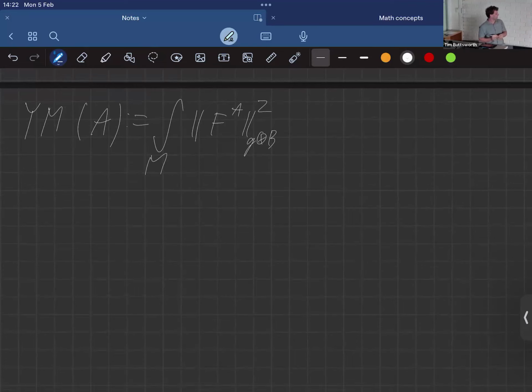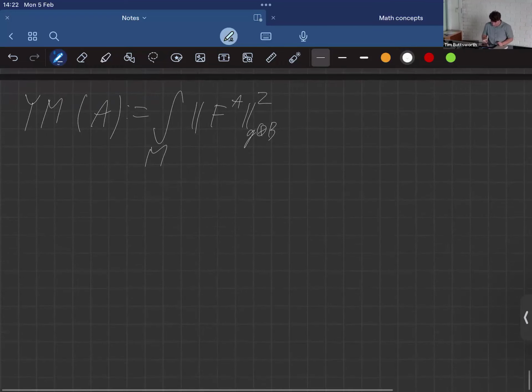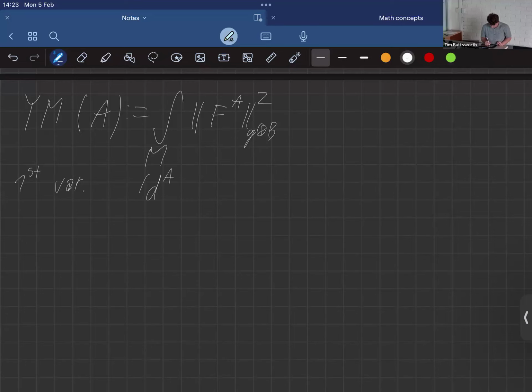Except it's quite difficult. I don't have much time, so I'm just gonna write what the first variation is because I'm not gonna compute it. So the first variation is actually d_A star, the adjoint, with respect to this G tensor B product, applied to our F_A equals 0. It kind of pops out naturally with the computation. It's not a lengthy computation, I just don't have much time.